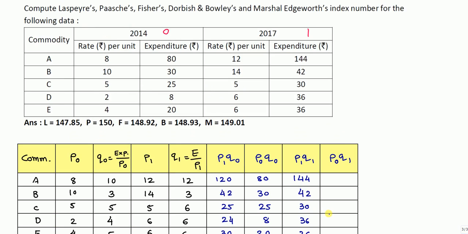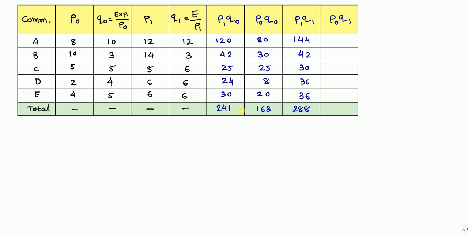Okay, now P0 into Q1. This is P0 and this is Q1. P0 Q1. Okay, 8 into 12 is 96. 10 into 3 is 30. 5 into 5 is 25.